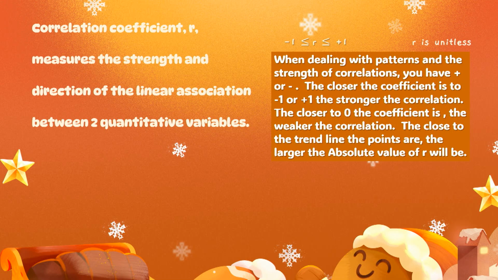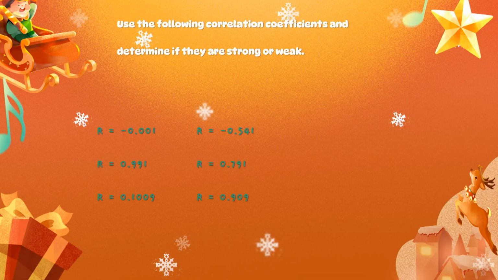So my correlation coefficient, which is our R, measures the strength and the direction of the linear association between two quantitative variables. When dealing with patterns and the strength of correlation, you have a positive or a negative 1. The closer the coefficient is to a negative 1 or a positive 1, the stronger that correlation or that relationship is. The closer it is to 0, then you have a weaker correlation where the scatter plot is going to be everywhere. The closer to the trend line the points are, the larger the absolute value of that R will be. So let's look at this.